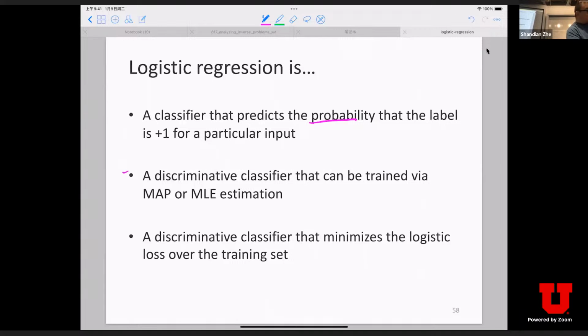And we have two training methods. We can either use maximum likelihood estimation or maximum a posteriori estimation. And there's an interesting connection with the loss minimization framework we have previously discussed. Maximum likelihood estimation essentially corresponds to empirical risk minimization, and maximum a posteriori estimation corresponds to regularized empirical risk minimization. And logistic regression is associated with the so-called logistic loss over the training set.